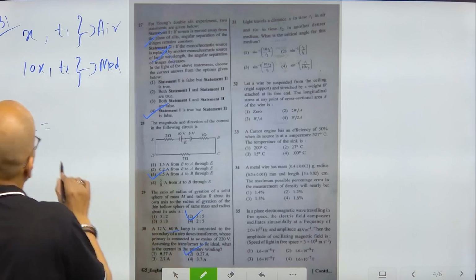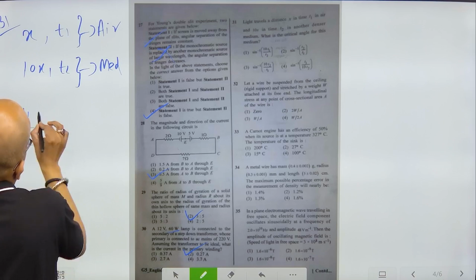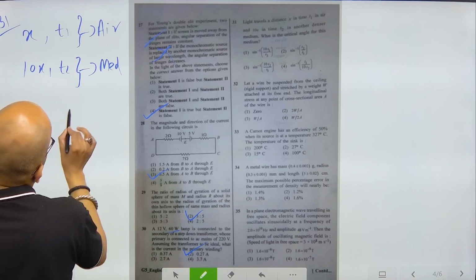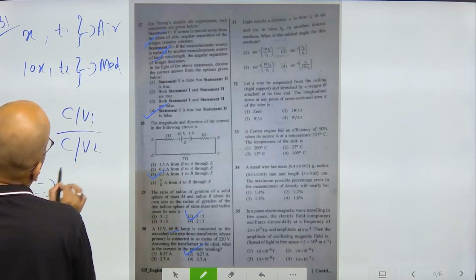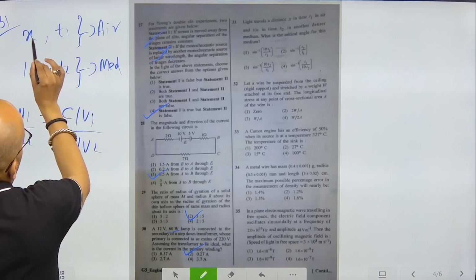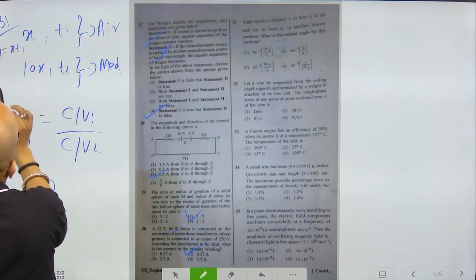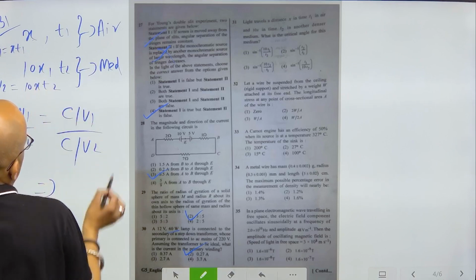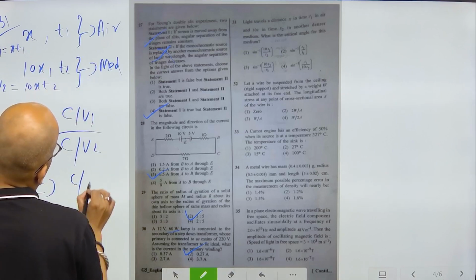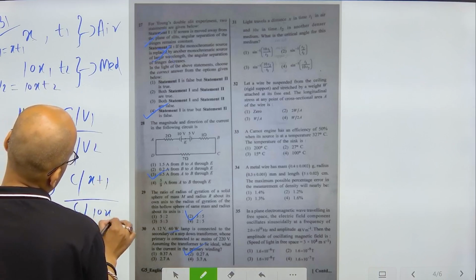Anyway, I can solve it like this. Mu1 upon mu2. Mu1 will be C upon V1. This will be C upon V2. What is V1? Multiply x into T1. X T1. What is V2? Multiply the distance with time, 10x T2. So C upon x T1 upon C upon 10x T2.